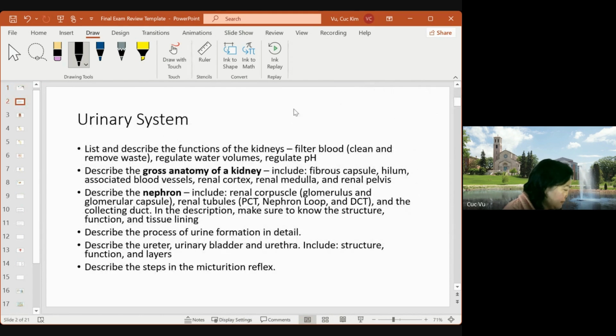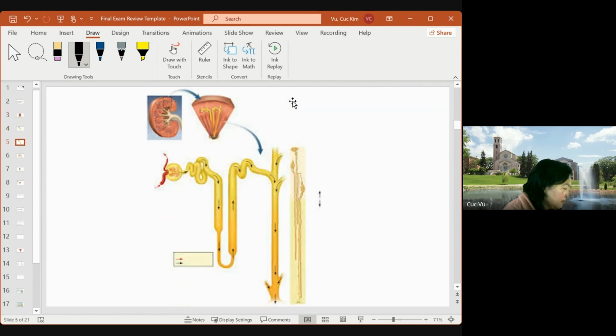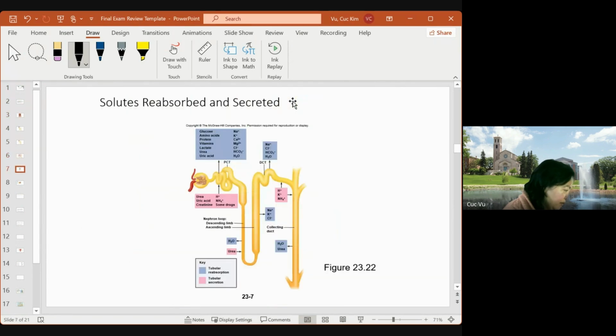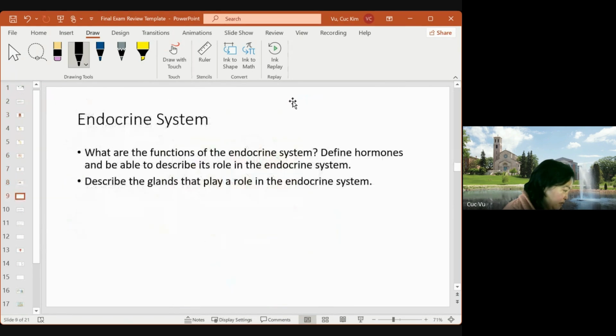All right. So I'll come back to urinary. I'm going to go to endocrine first because there was a quick request on that. So for the endocrine system, make sure you know the functions of the endocrine system, define the hormones, and be able to describe its role in the endocrine system. And really the best way to do this is to make just a chart.